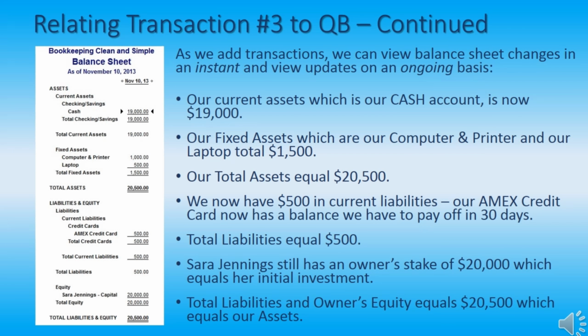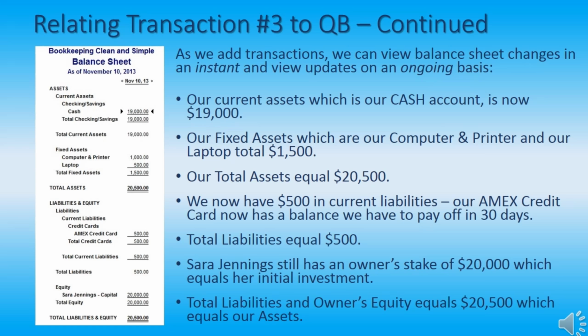And now we run our balance sheet after entering transaction 3. As we add transactions to our QuickBooks file, we can view balance sheet changes in an instant and view updates on an ongoing basis. Here below, we discuss the items that appear on the balance sheet as of November 10th, 2013. First, our current assets, which is our cash account, is now $19,000.